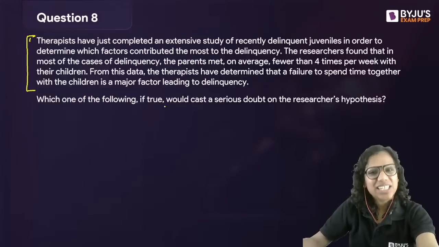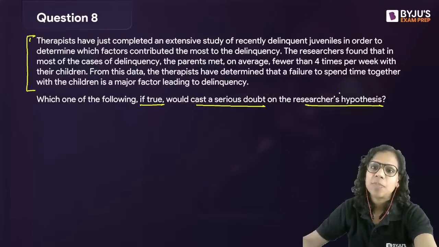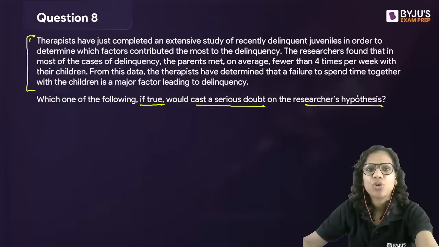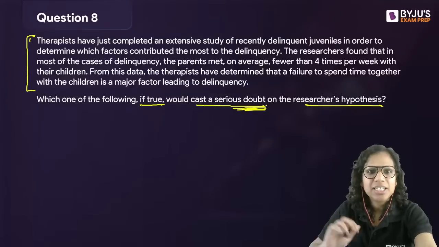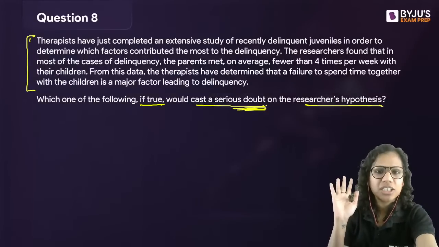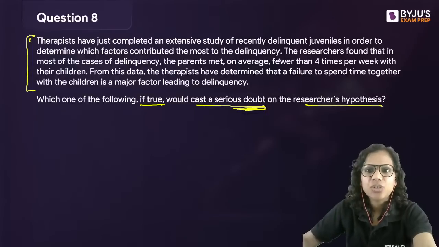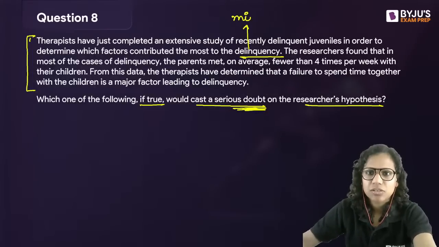This is also weakening the argument question. Which one of the following, if true, would cast a serious doubt on the researcher's hypothesis? So the researcher has said something, has probably predicted something, and you have to cast a doubt on it, right? So let's have a look. Researcher के conclusion को weaken करना है, attack करना है. अच्छे से पढ़ो इसको, read it carefully. And in case you don't know the meaning of delinquency, it means minor crimes.